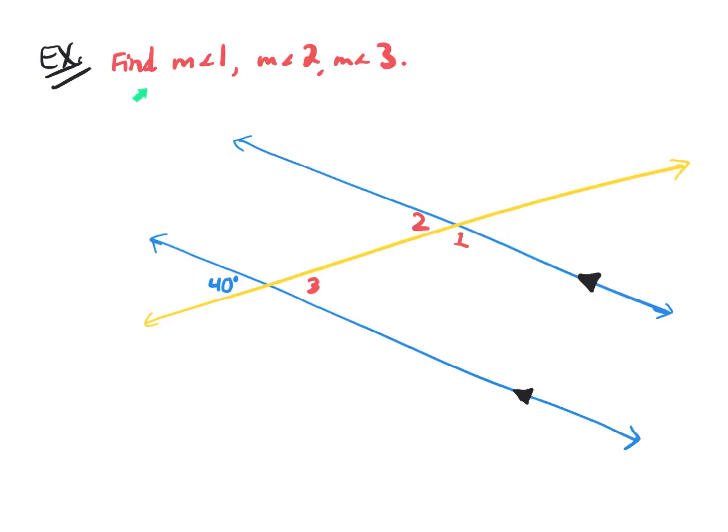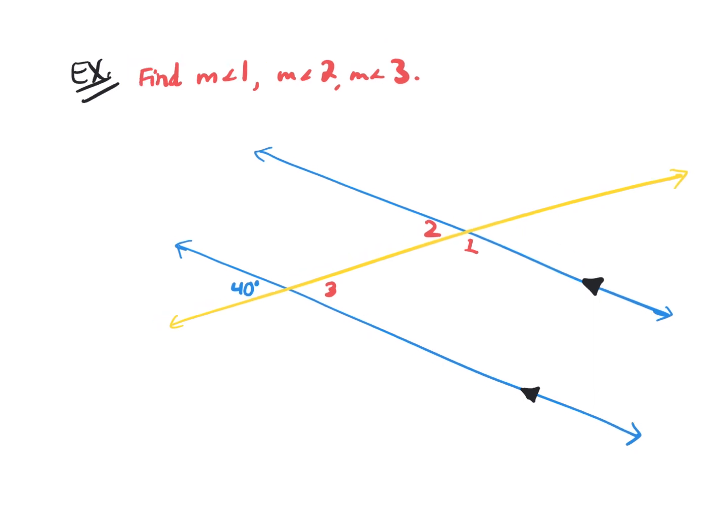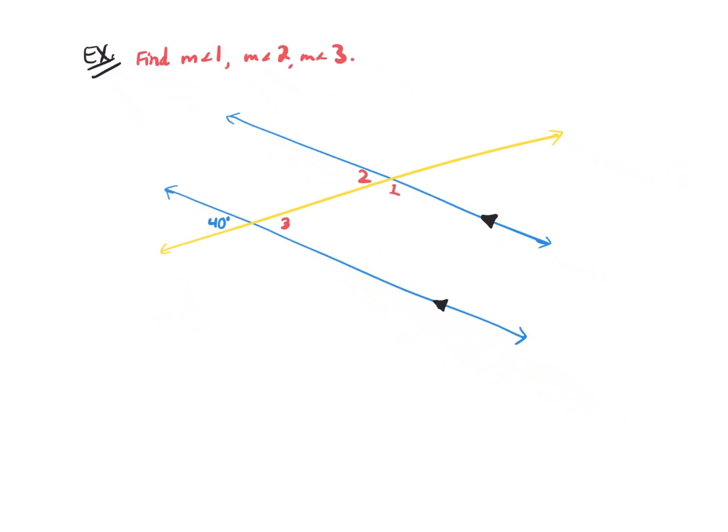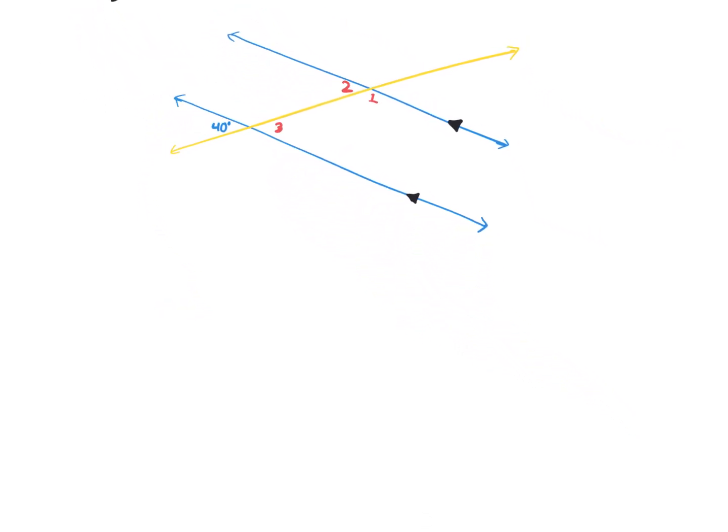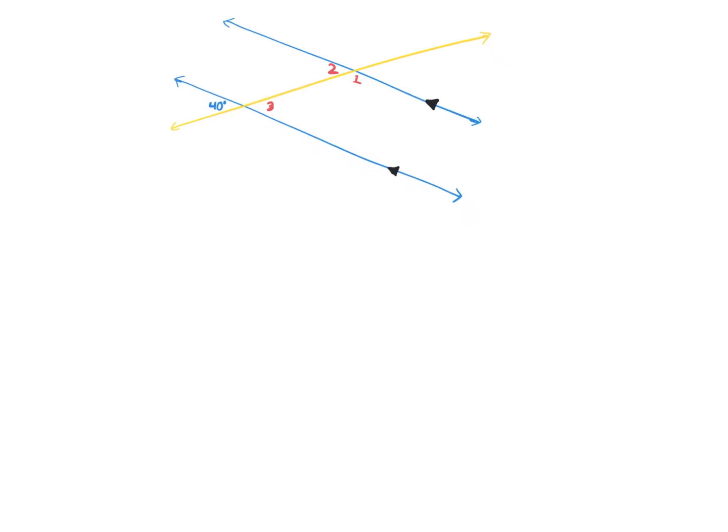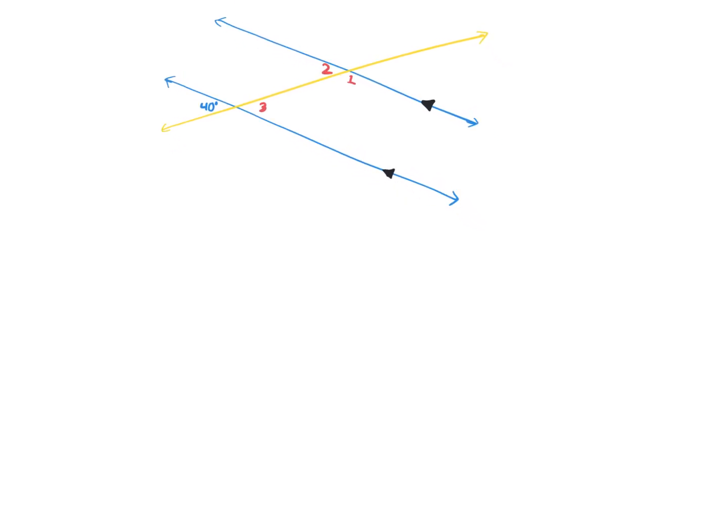All right, let's just take a look at one more example here. In this problem, we'd like to find the measure of angles 1, 2, and 3 when we are given that this angle is 40 degrees and these two lines are parallel. Well, there's a lot of ways we can approach this. Since everybody's mind works a little differently, let's approach it three different ways.